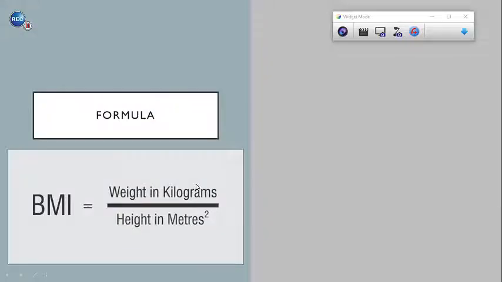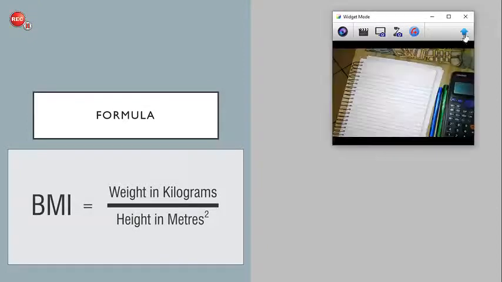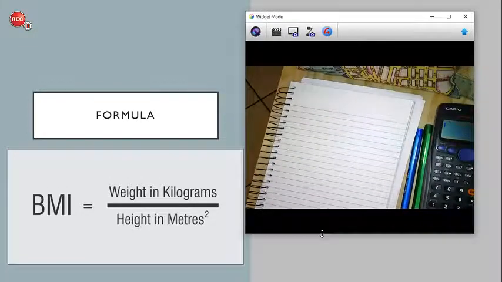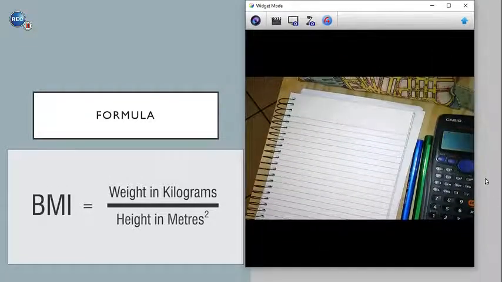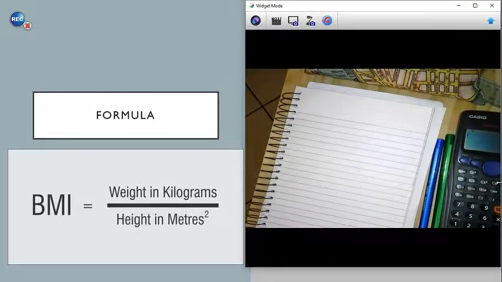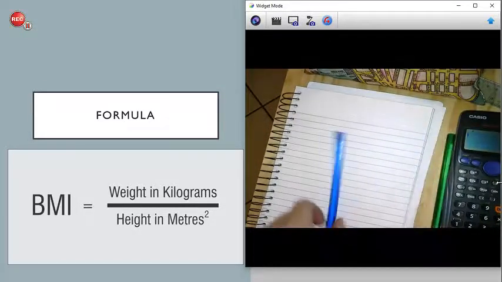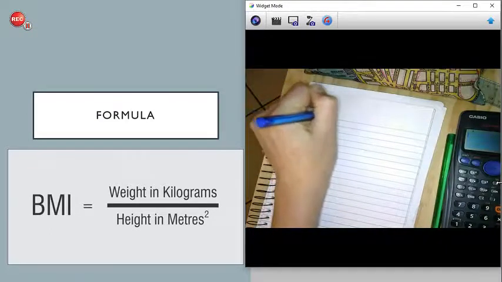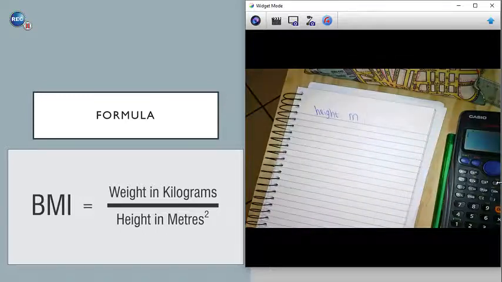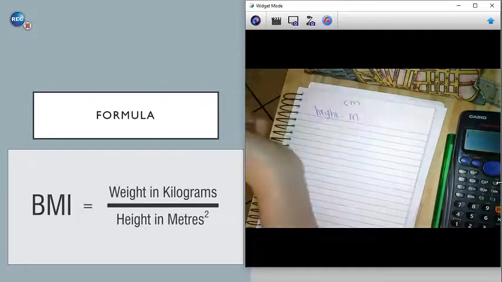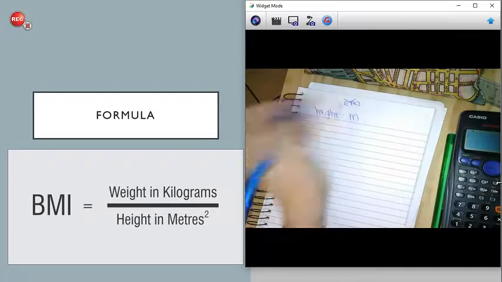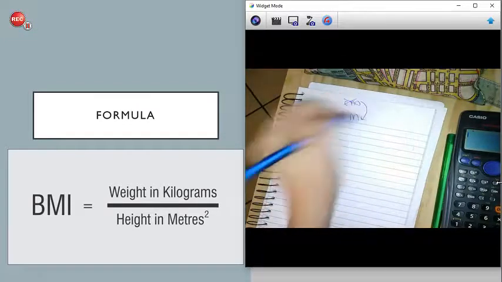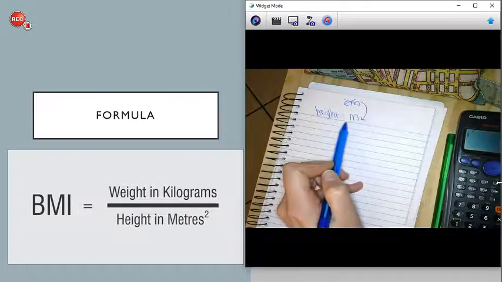So, if we just briefly have a look at how to do the calculations. On your left, you'll see the formula. BMI is equal to your weight in kilograms over your height in meters squared. So that's one of the first things that we need to remember, that your height will need to be in meters. In certain cases, they can give you the height in centimeters. We can't use centimeters, but we know that we can convert from centimeters to meters.